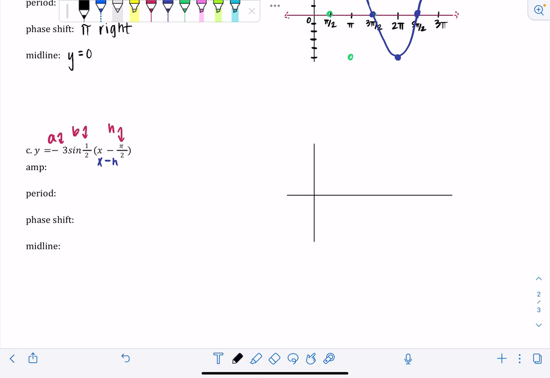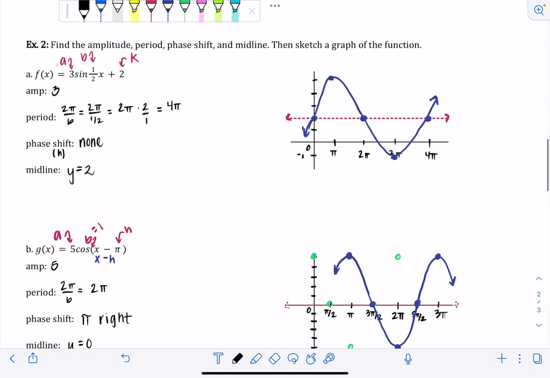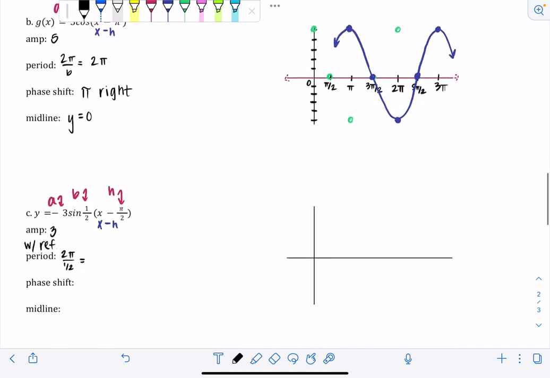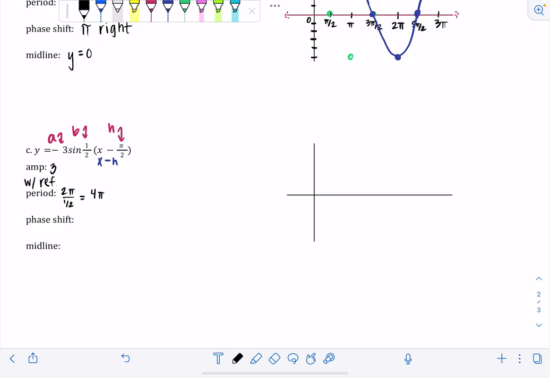Okay, so our amplitude is the absolute value of A, so it's 3, but I'm going to add it's 3 with a reflection. And it's going to be a reflection over the x-axis. It's like flipping upside down, basically. And then for the period, it's 2 pi over B, which was 1/2. We already did the 2 pi over 1/2 up here, like for A, so we'll end up getting the same thing. We'll get 4 pi. And then the phase shift, h was pi over 2, so we're going to go pi over 2 to the right. And same thing, there's nothing added to the end of it, so the midline is still at y equals 0.